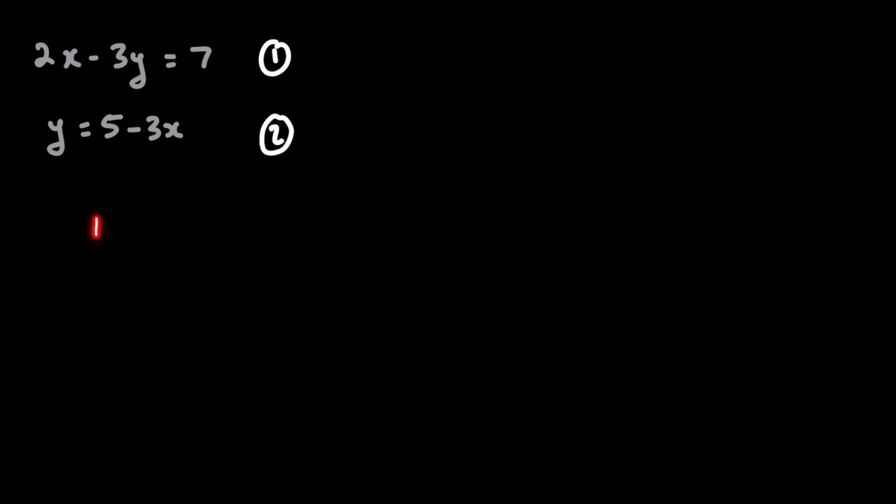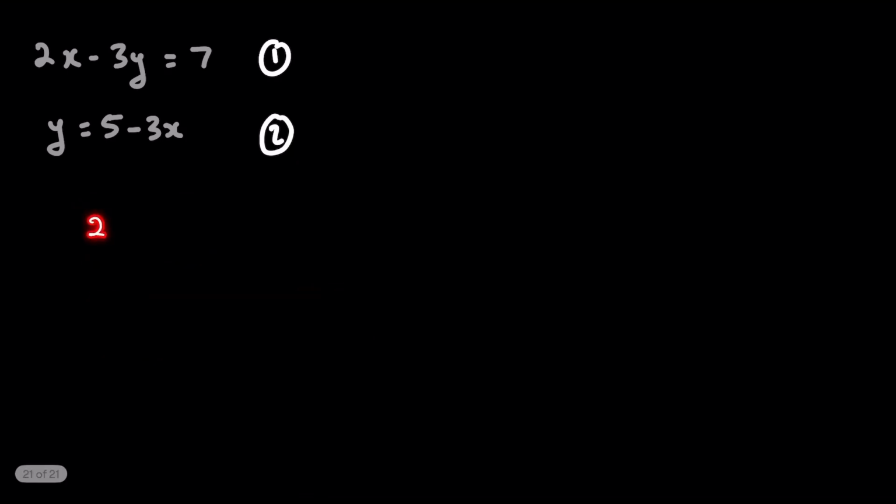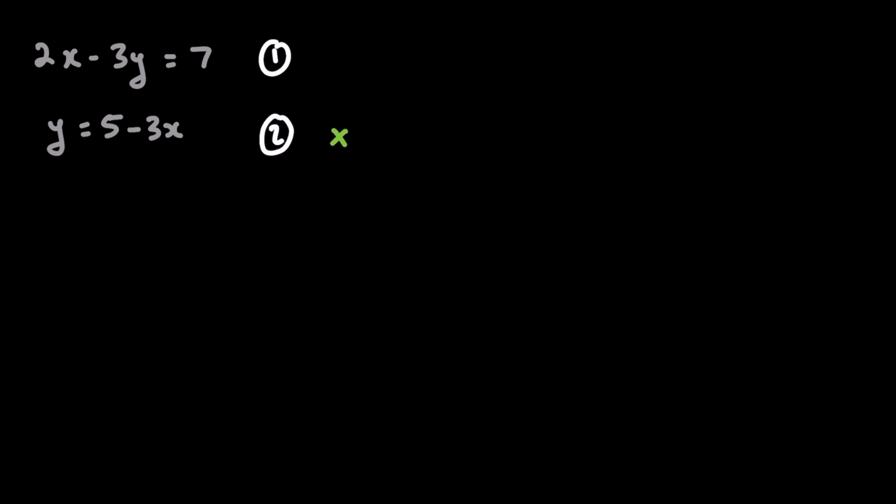However, if I try doing equation 1 minus equation 2, what I'll end up with is minus 3y minus y, and that equals minus 4y, which is not what we want. We want 0. And I can't even do equation 2 minus equation 1, because if I try doing that, I'll have y minus minus 3y, which is just positive 4y, which again, we want 0. So what I'm going to do in this case is times everything in the second equation by a scale factor of 3. I'm going to times all the values there.